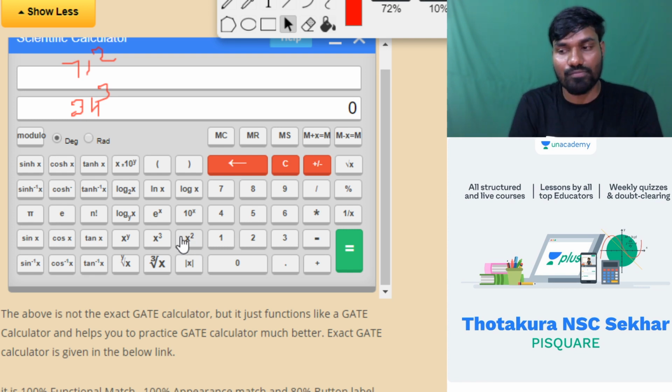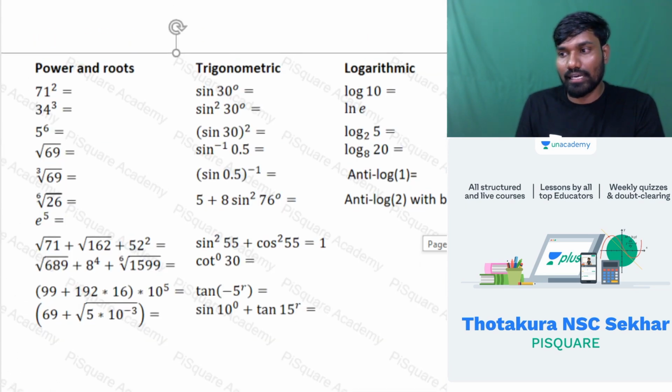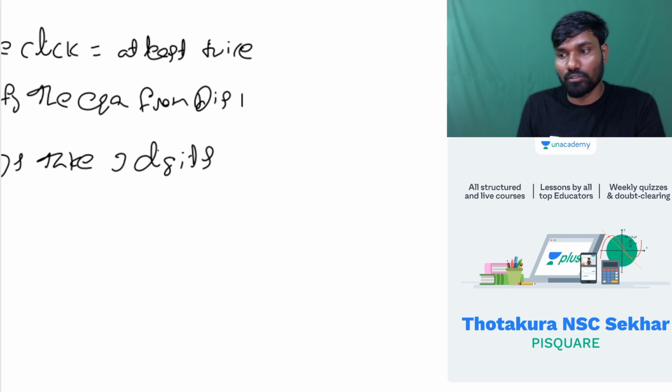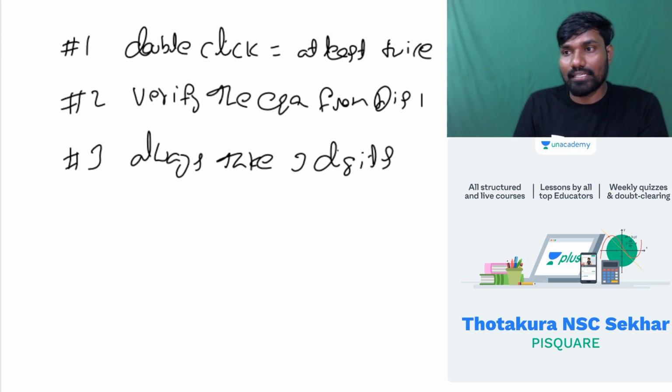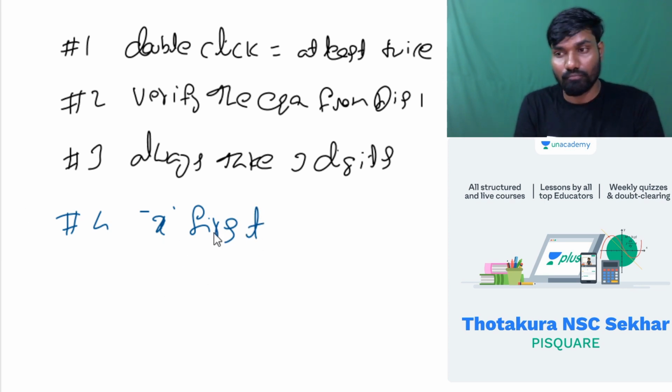X first. So the fourth tip is x first always. This is an important one. X first is the fourth tip. Okay.